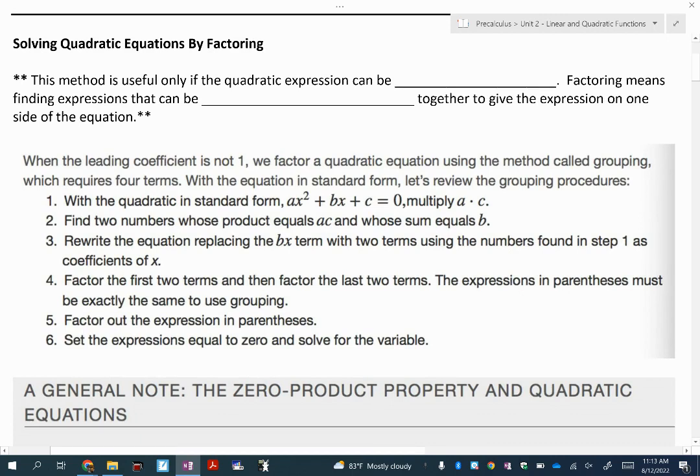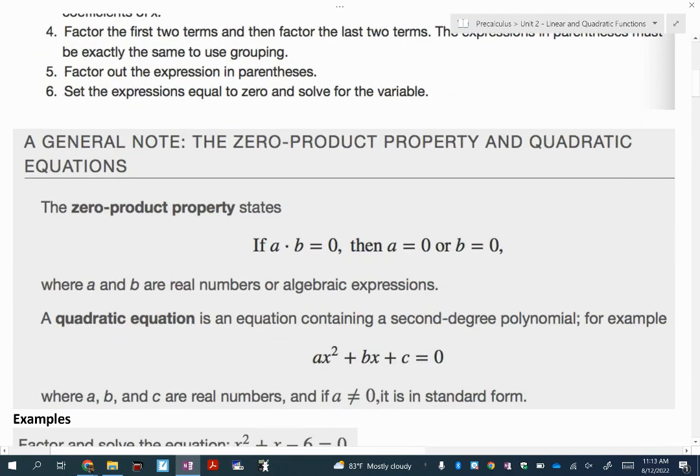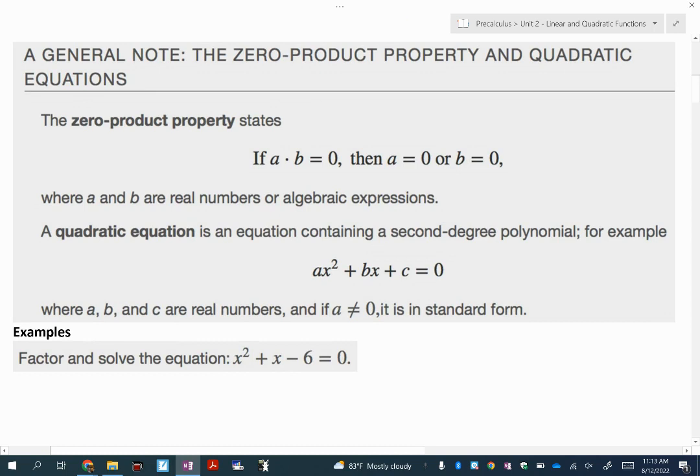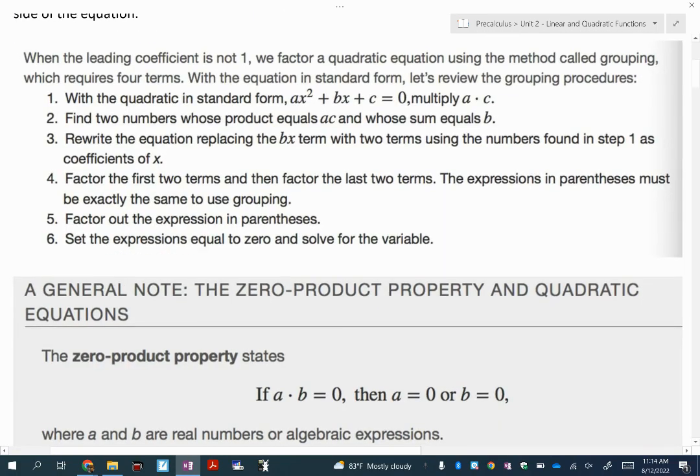It's only useful, obviously, if it can be factored. Factoring means finding expressions that can be multiplied together to give the expression that we start with. Now, it has all these steps that I used to use, but I'm going to show you the way that a lot of you, or all of you, if you had Miss Wilhelm last school year, would have used: slide divide bottoms up. It is the same process as what I used to teach, factoring by grouping, but it's just a much faster way to do it.